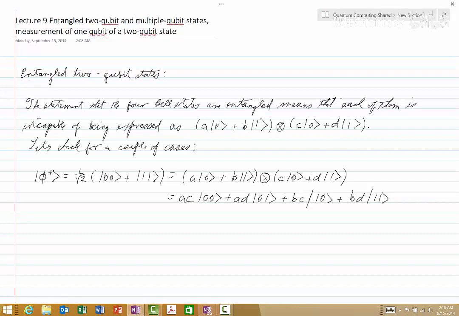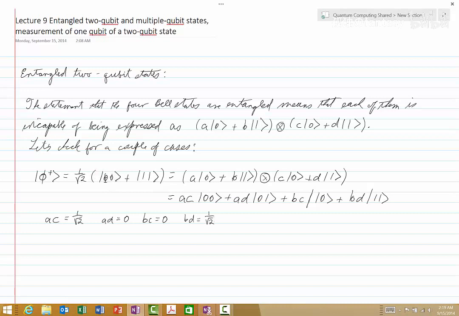Now, when we compare what we have on the right-hand side of this equation with what we have on the left, we see that AC must equal 1 over square root of 2. AD must be equal to 0. BC must be equal to 0. And BD must be equal to 1 over square root of 2. And we're arriving at that result simply by comparing the like terms.